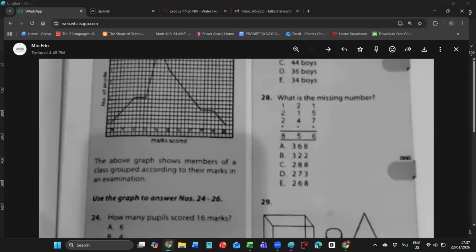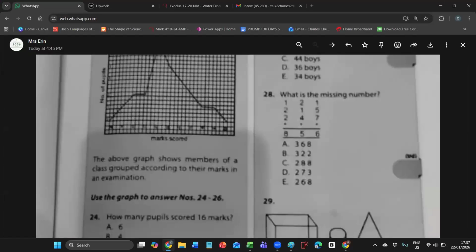Okay, so look at number 28. I'm sure people can do number 28. That looks like addition, right? Let me see. Okay, sure, go ahead. Can you look at it? Yes, you can see it from my screen too.